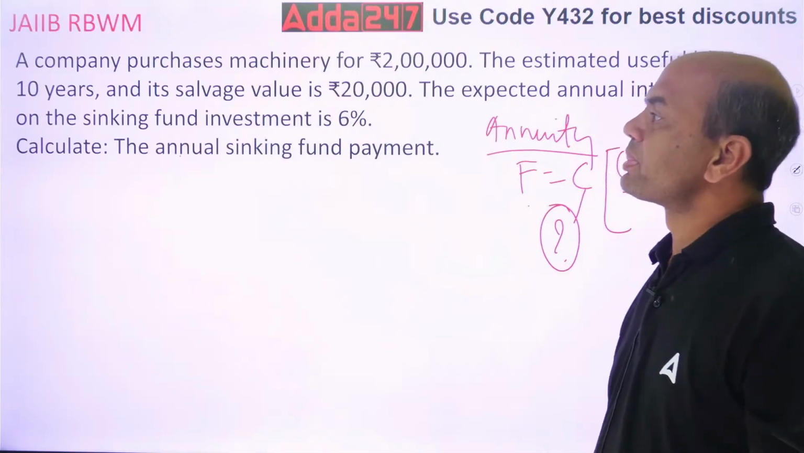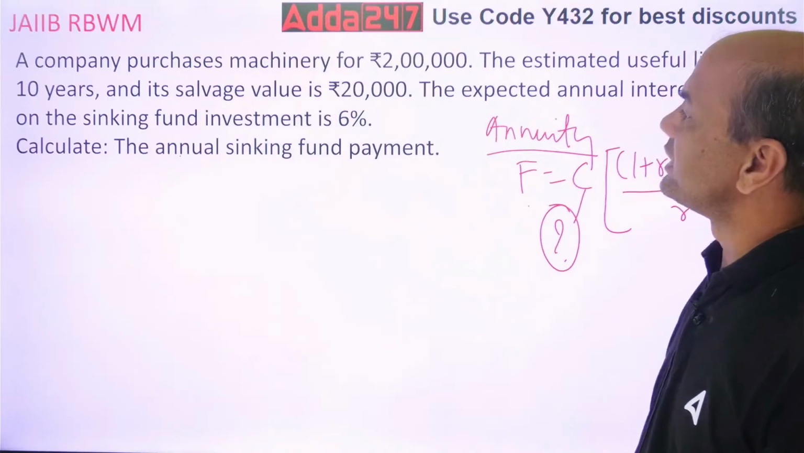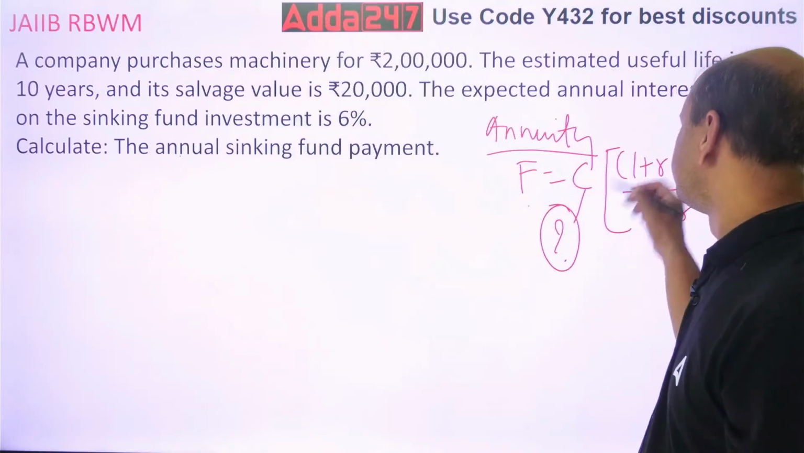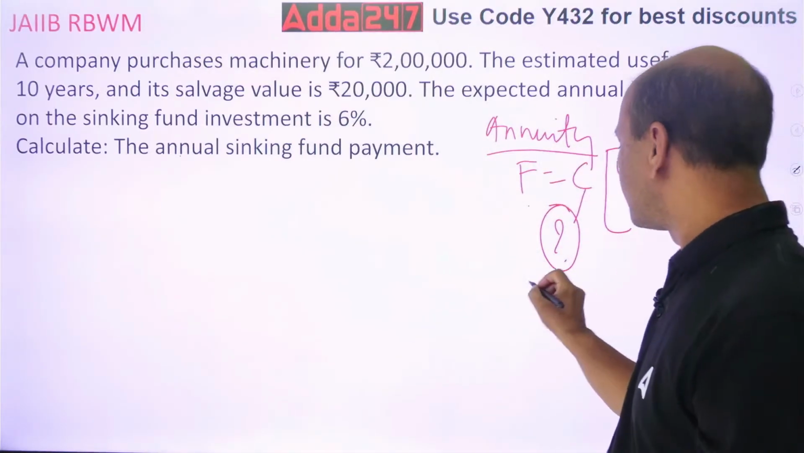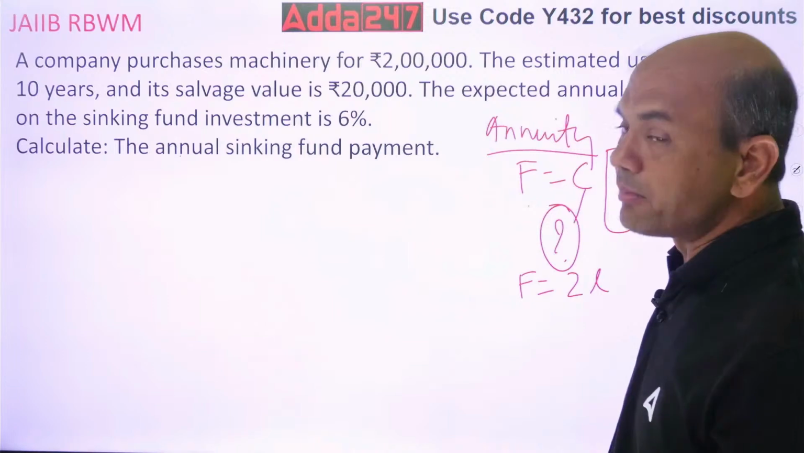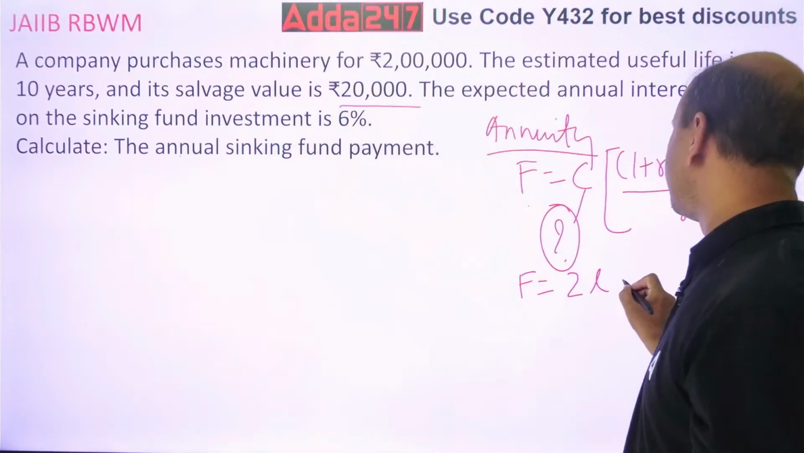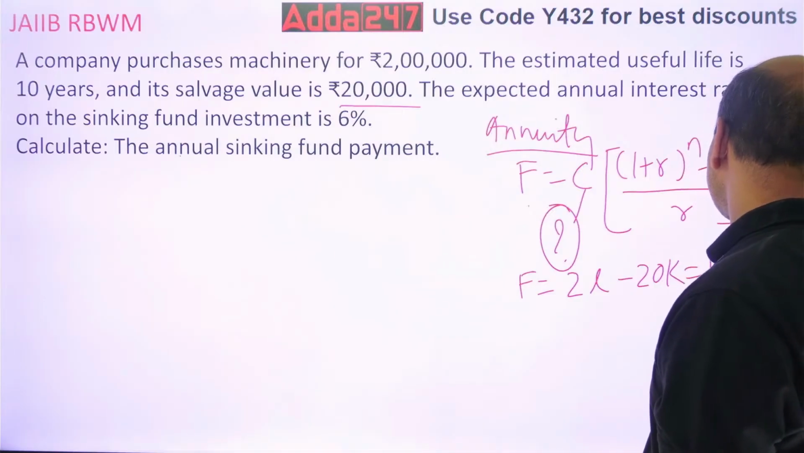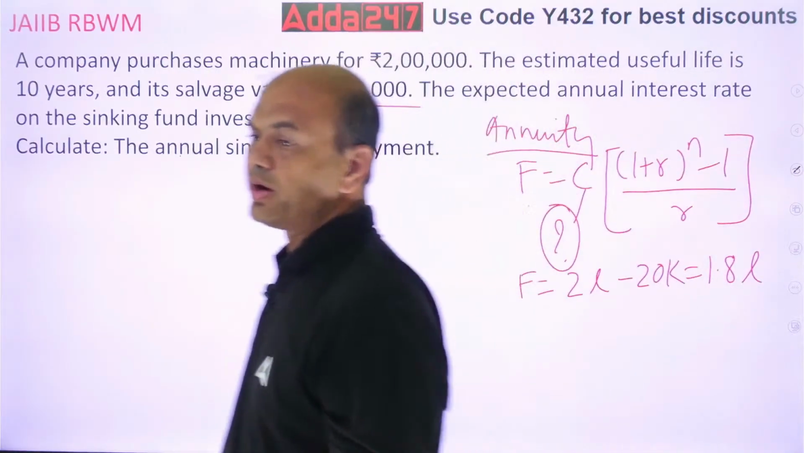Look at it. The company purchases machinery for 2 lakh. The estimated useful life is 10 years. So let's start writing all these things. First, what is the F? Means end value. Now end value over here, F equals, kindly note, 2 lakh minus 20,000. See, salvage value is to be subtracted. 2 lakh minus 20k, so it is 1.8 lakhs. So that is your F. Future value is 1.8 lakhs.